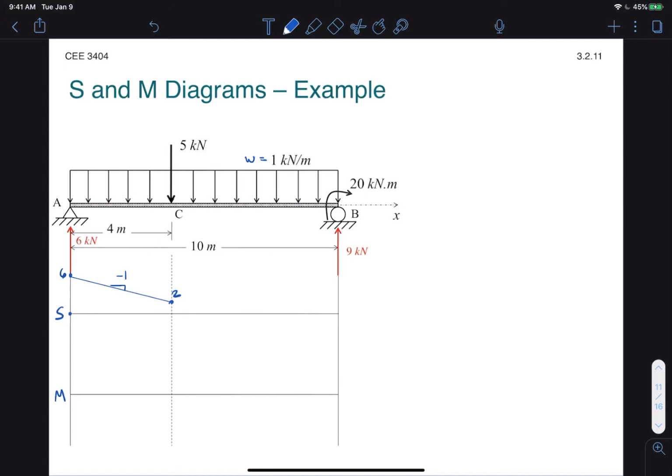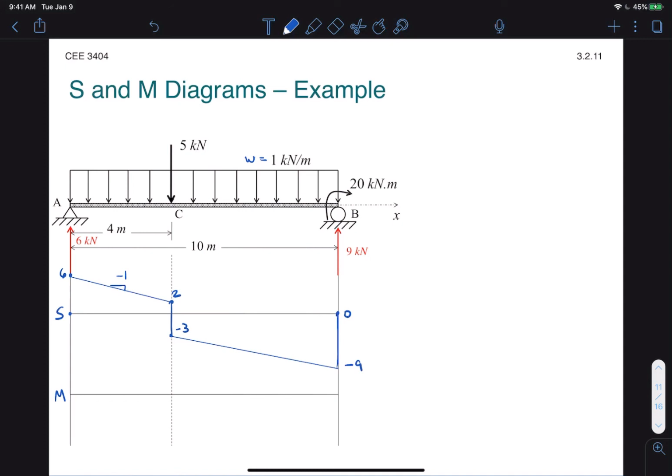Then at C, we have the downward applied force of 5 kilonewtons that causes a negative jump of 5, so that gets us to negative 3 kilonewtons, and then the slope continues to slope down at a slope of negative 1. So over the range of 6, that decreases by an additional 6, so we get negative 9 at this point, and then we have the positive 9 kilonewton reaction that jumps us back to 0. Okay, that is a good sign. That means that our structure is in equilibrium, because obviously to the right of B we should expect 0 shear force. So that is our complete shear diagram.